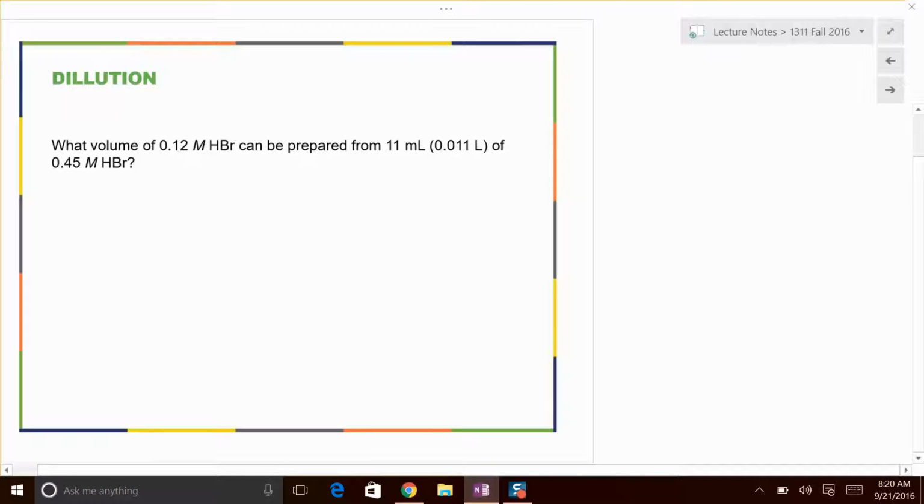What volume of 0.12 molar HBr can be prepared from 11 milliliters of 0.45 molar HBr?